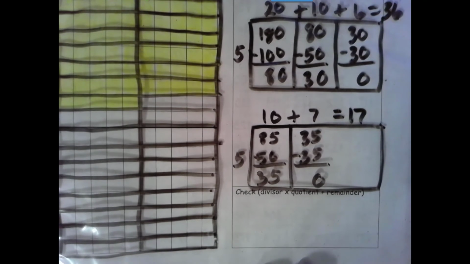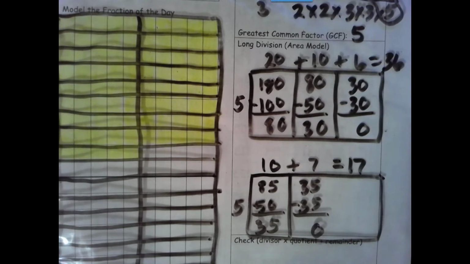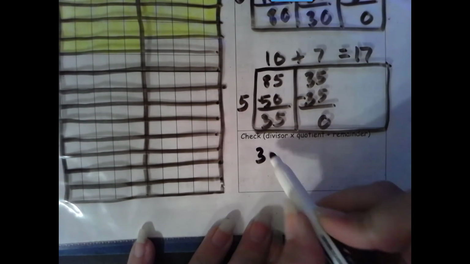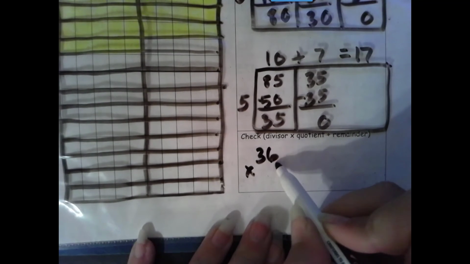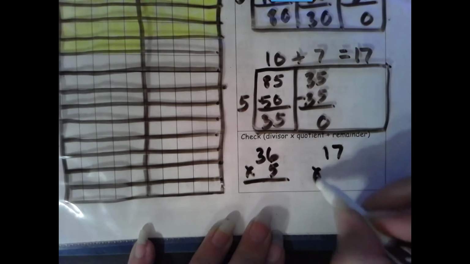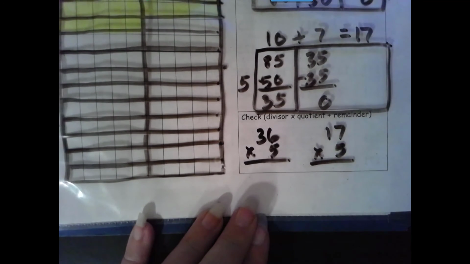Okay, now we need to check using our inverse operation. The inverse of dividing is multiplying, so I do divisor times quotient, and the inverse of subtraction is addition, so then I add the remainder. Divisor times quotient plus remainder. Now since our remainder is 0, and the identity property of addition says when you add 0 it stays the same, we don't need to actually take time to add 0.